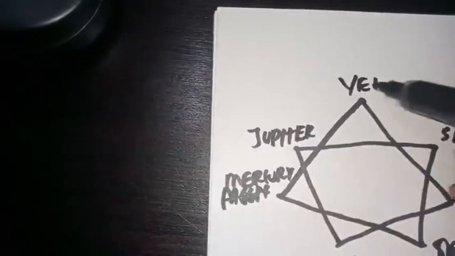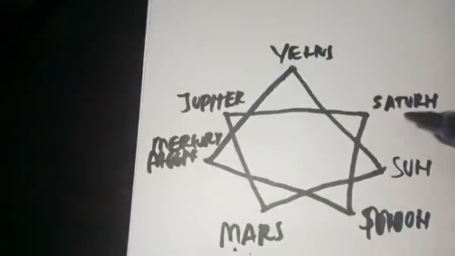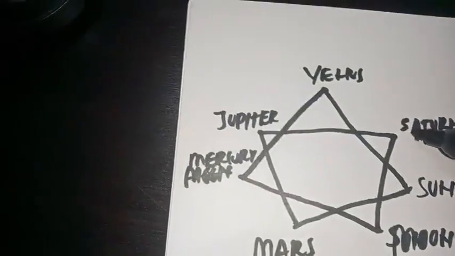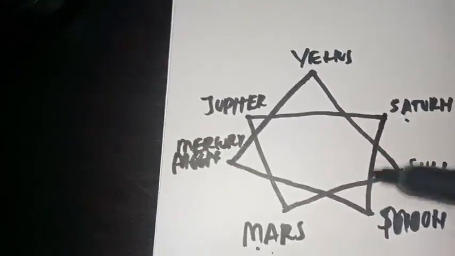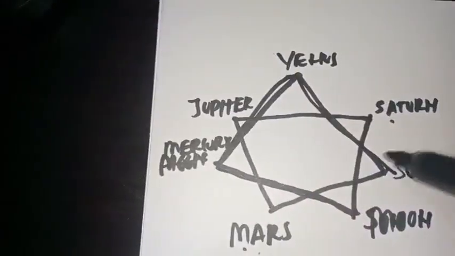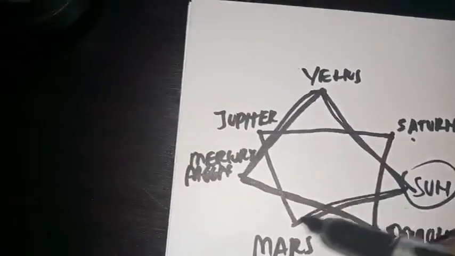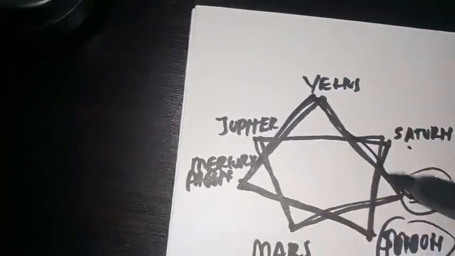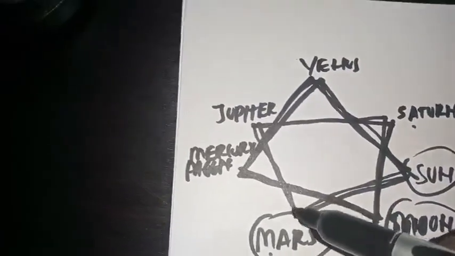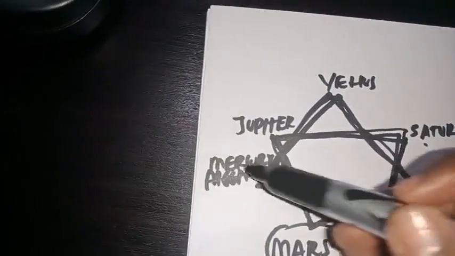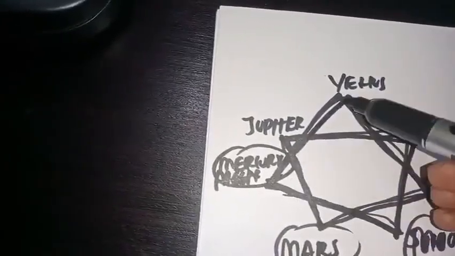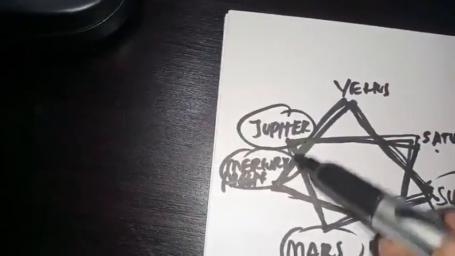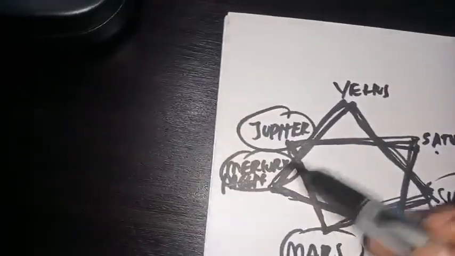And then Venus, Freya. So you can see the same order of skipping four. Saturday, you skip four: 1, 2, 3, 4, Sunday. And then you skip four: 1, 2, 3, 4, Monday. Then skip four: 1, 2, 3, 4, Tuesday. Skip four: 1, 2, 3, 4, Wednesday. Skip four: 1, 2, 3, 4, Thursday. Then you skip four: 1, 2, 3, 4. You end up at Venus, who is Freya, Friday.